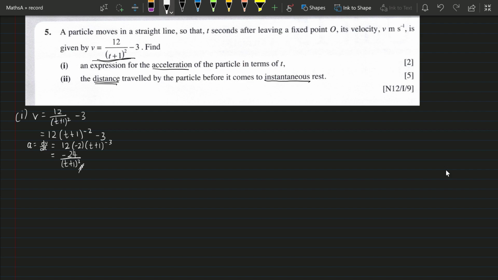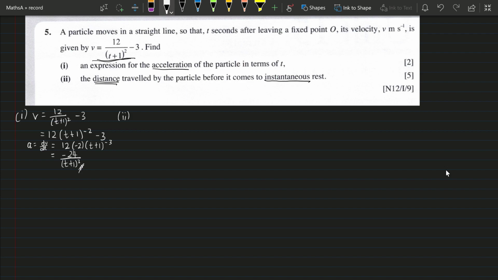It shouldn't take us too long, but of course I try to explain as much as I can, so that's why it took a bit longer than it would have if I didn't have to explain. Okay, so now distance. Let's be clear and handle the two parts separately. It talks about distance and it talks about instantaneous rest.